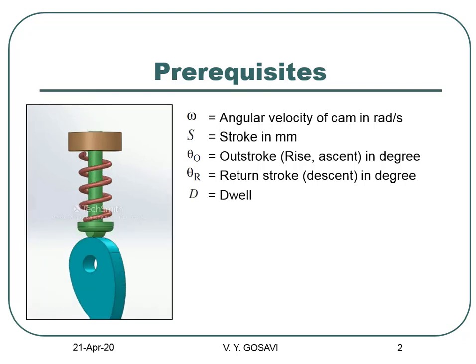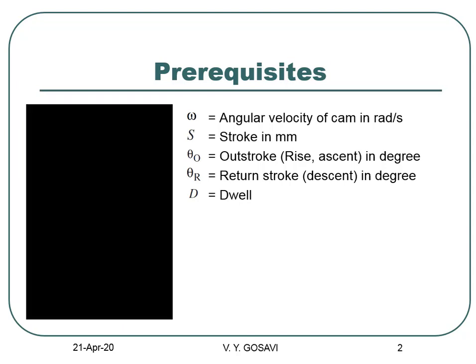When the cam rotates, the follower remains at rest during part of the cam rotation. The period during which the follower remains at rest is known as the dwell period. Dwell is denoted by D.